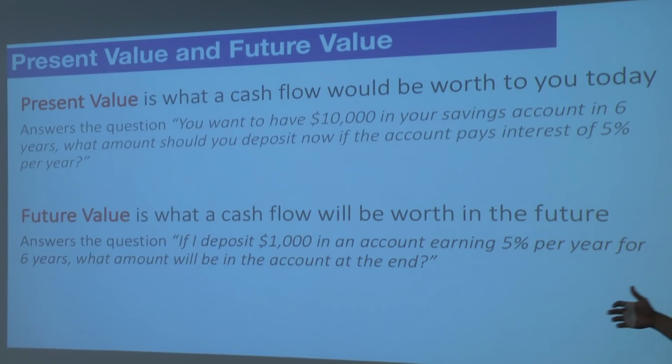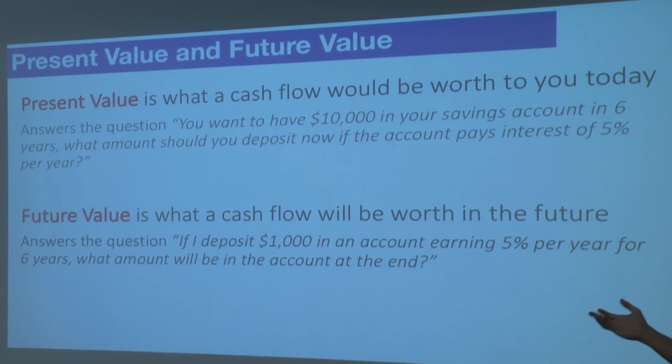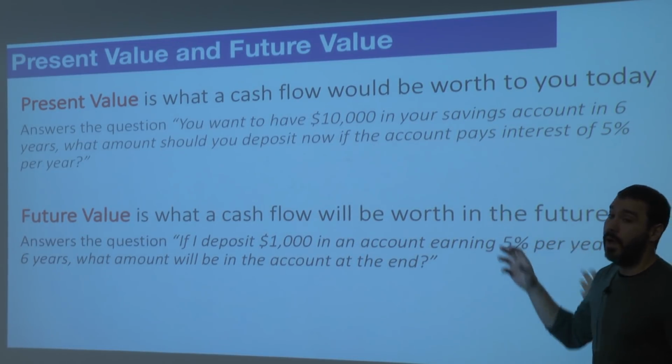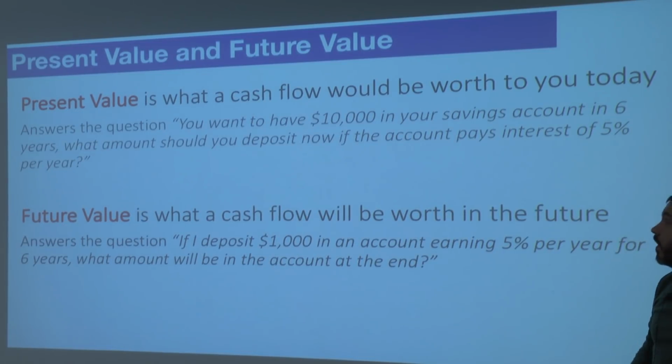So before we step forward, it must be very clear to you what these 2 concepts are, present value and future value. Present value, we just talked about it, is what a cash flow in the future would be worth to you today. And you can use it to answer questions like, you want to have $10,000 in 6 years. How much should you deposit today in your savings account, given a certain interest rate, in this example 5%, so that at that point in time you will have $10,000.